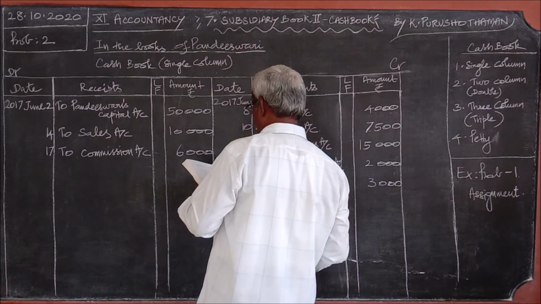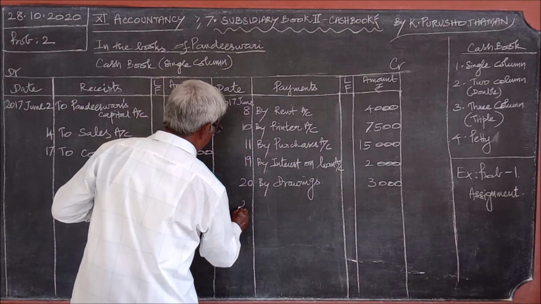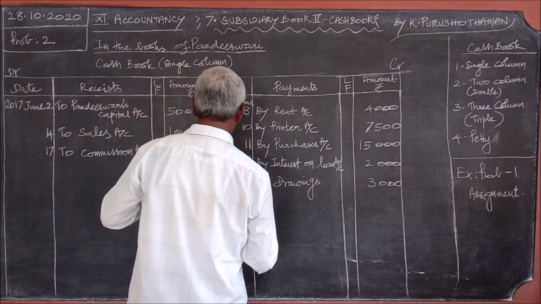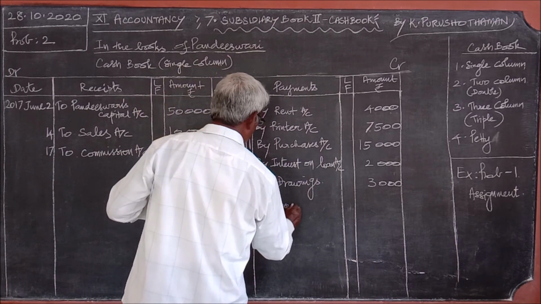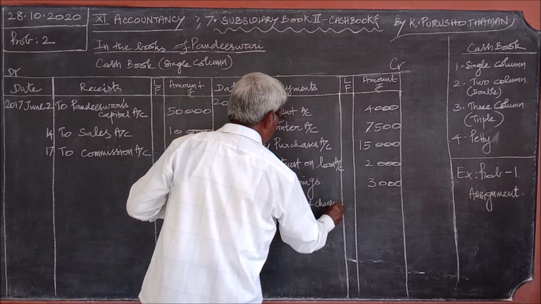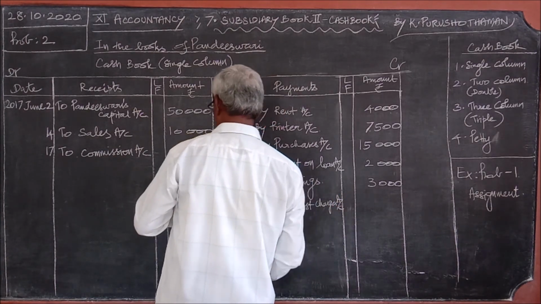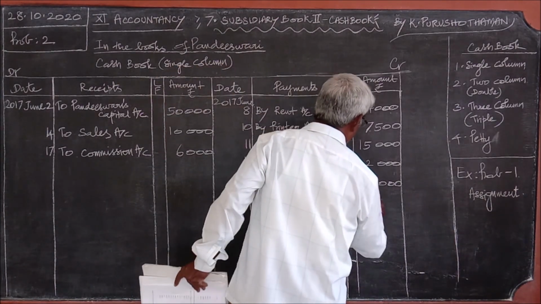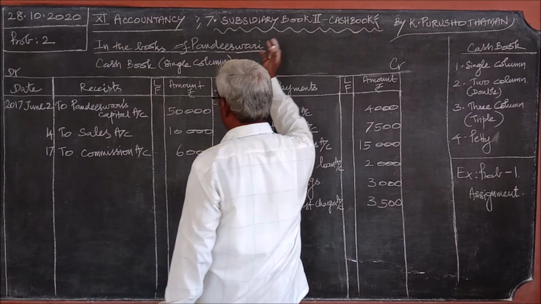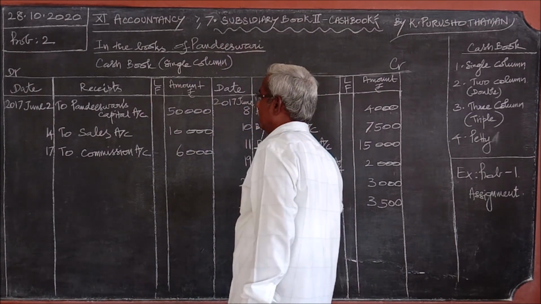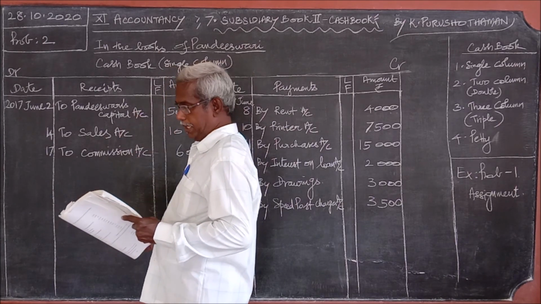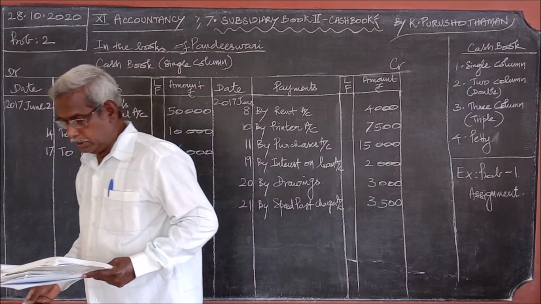Paid speed post charges in cash, that is on the 21st. This is also by speed post charges account, 3,500. So all the payments are on the payment side, all the receipts are on the receipt side. The only thing here is that started business with cash is capital. Now we shall try to close.